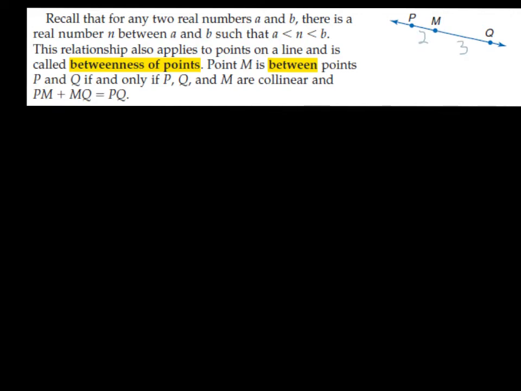So if I make up some fake numbers and say the length of PM is 2 and the length of MQ is 3, then the length of PQ should be 5.